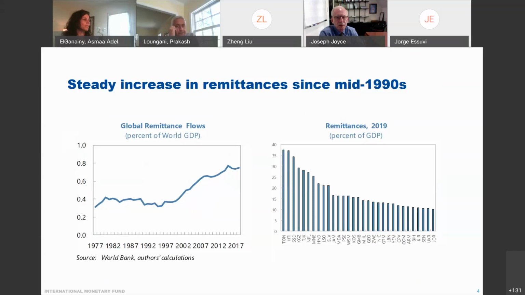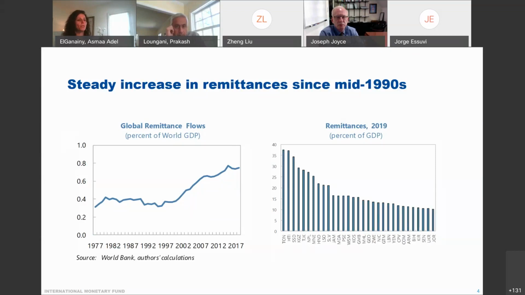The chart on the right side shows remittances constitute a large share of GDP in many countries. We show here 31 countries. And in some countries such as Tonga, Haiti, and South Sudan, they account for more than one third of GDP.